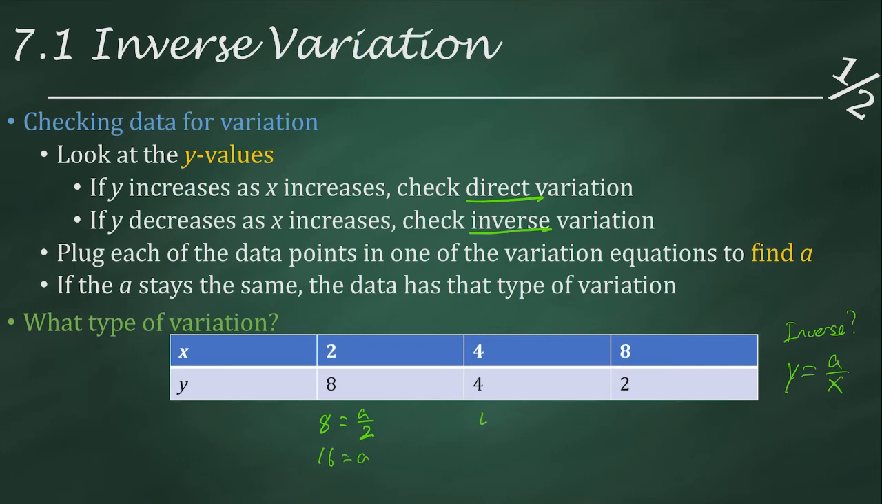The second point, the y is 4, the x is 4. Multiply to solve for a, you get 16. Last one, y is 2, x is 8, multiply. Look at that, 16 is the same. So a always stays the same, therefore a is constant, and yes, that makes it truly inverse.